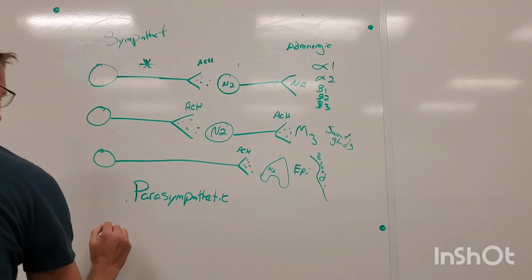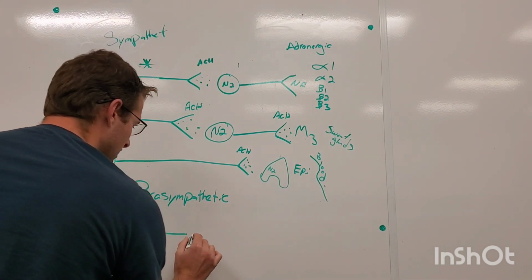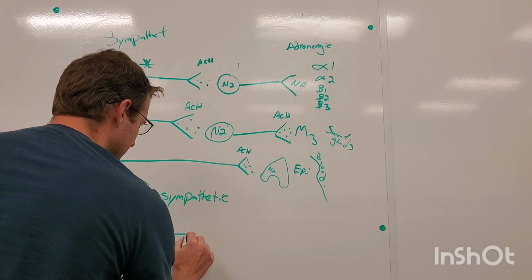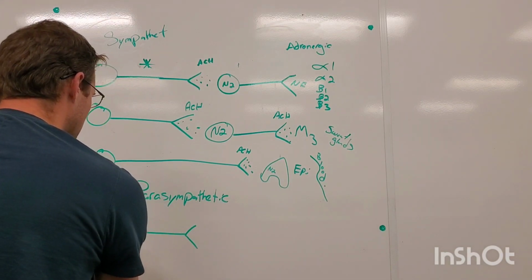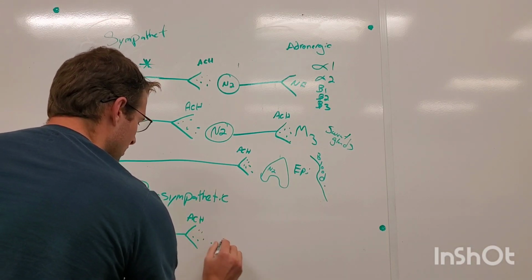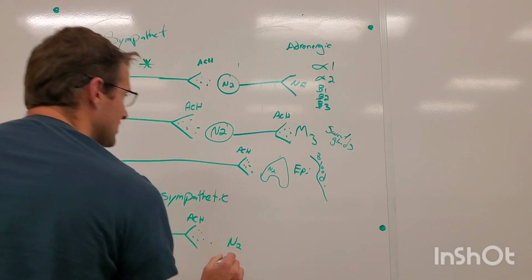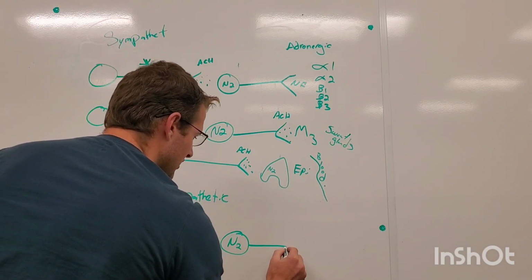Okay, so it's the same. We're going to start preganglionic. Remember, this is in the vagus nerve or the sacral division. It's called craniosacral because it originates in the cranium or the sacrum. So we can come over here. We're going to have again acetylcholine. We're going to have an N2 nicotinic 2 receptor. And we're going to go out here.